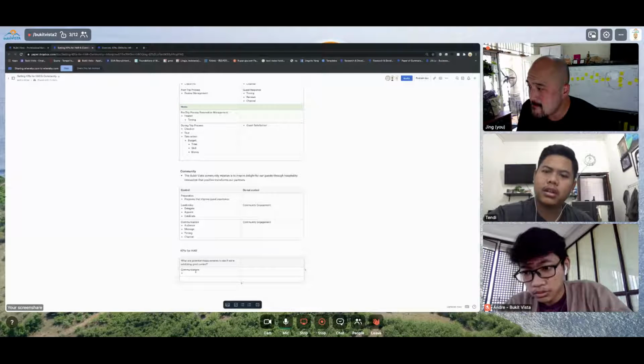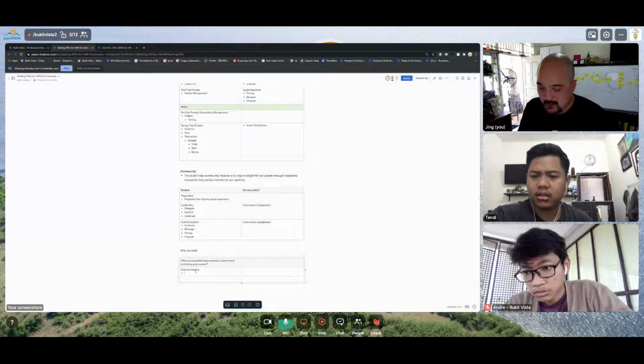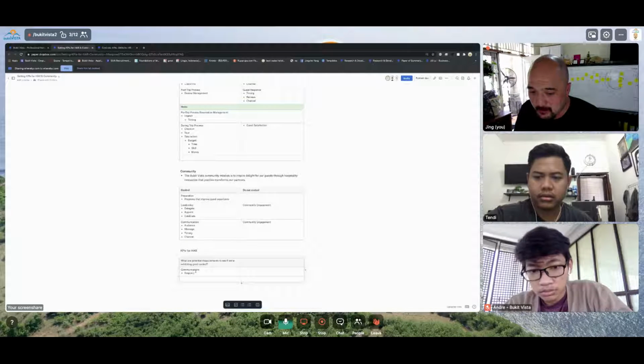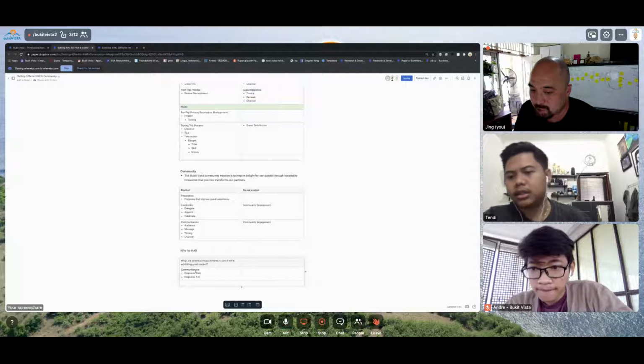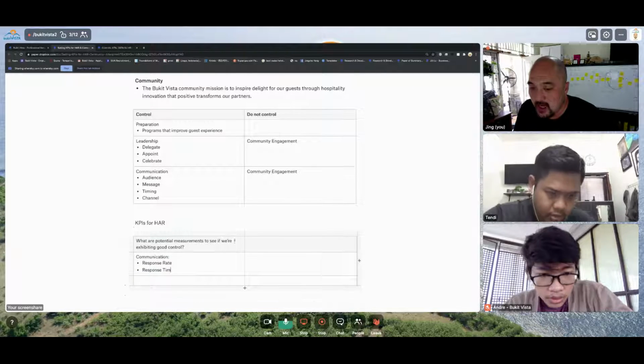The KPI response rate. Response rate. We control that, right? Yeah. We control if we write back to a guest. That's in our control, so that's okay. How about when we write back to our guests? Is that something that we control? Yeah, in support there's an SLA for that as well. Okay, there's a response time.